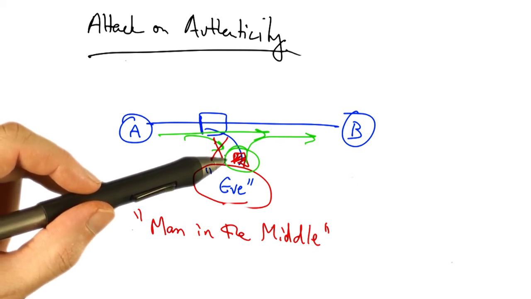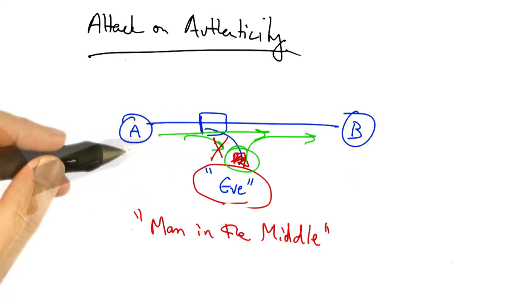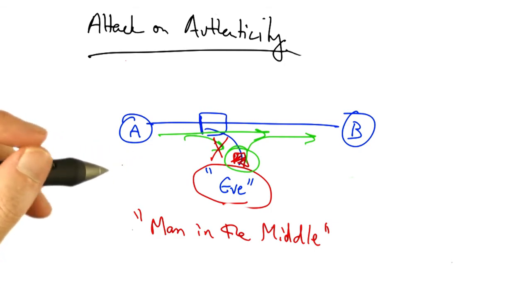Eve could also make it appear as though this message came from Alice, in which case the attack would be an attack on message integrity.